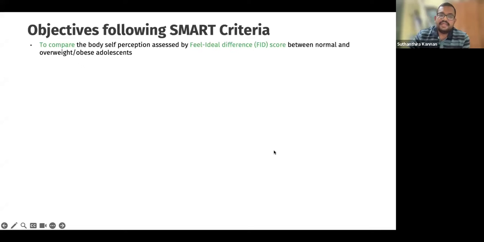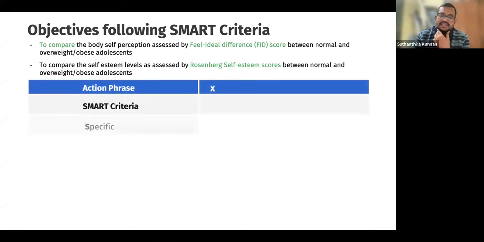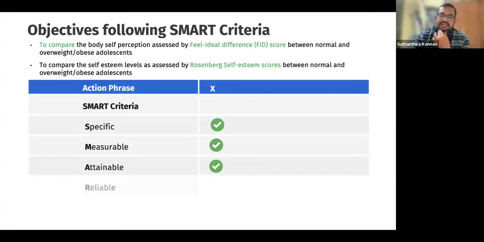To compare the body self-perception assessed by the figure ideal difference score between normal and obese adolescents. To compare the self-esteem level assessed by the Rosenberg self-esteem score between normal and overweight adolescents. So now you see, I have added an assessment method in the form of a score, the figure ideal difference. So: action phrase, specific, measurable, attainable, reliable.